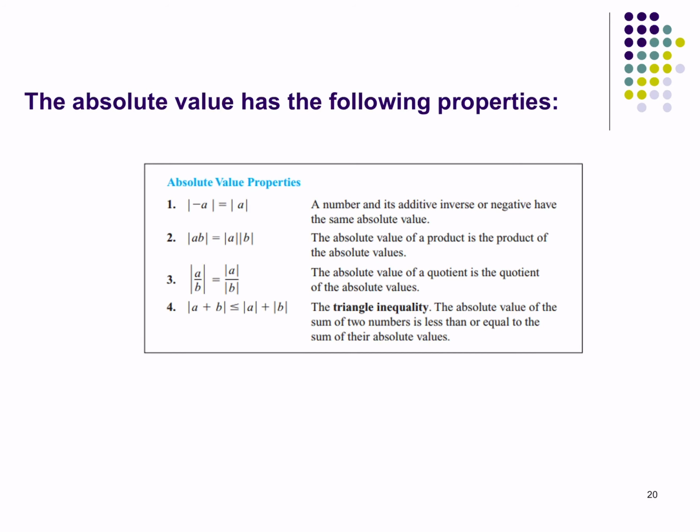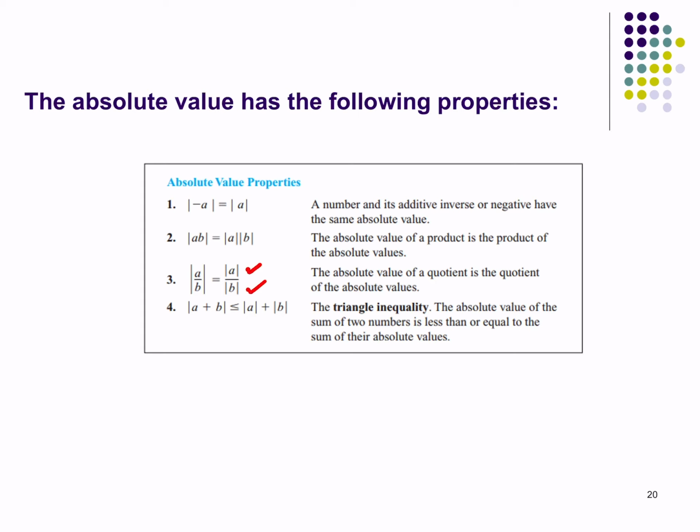And next, let's talk about the properties of the absolute value. In property number 1, the absolute value of minus a is equivalent to the absolute value of positive a. The absolute value of ab is equivalent to the absolute value of a multiplied by the absolute value of b. That is the product between the two absolute values. And next, the quotient: the absolute value of a divided by b is equivalent to the absolute value of a divided by the absolute value of b.